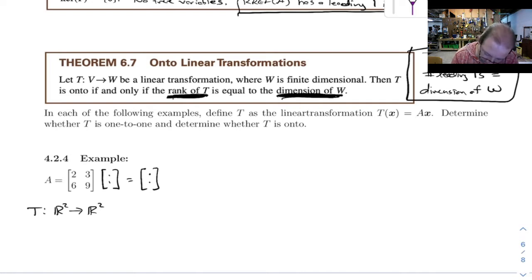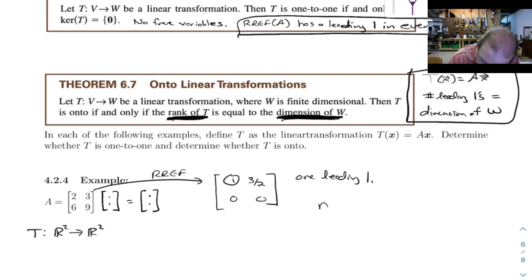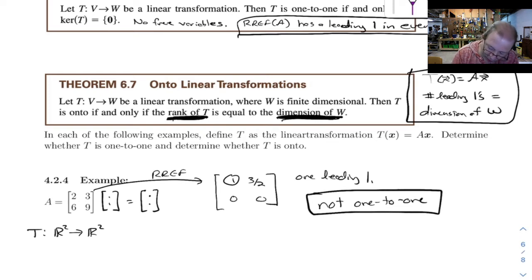But if you take the reduced row echelon form, let's see, this is going to be 1, 3/2, 0, 0. If you look at that, there's only one leading one. So we don't have a leading one in every column. So it's not one-to-one. And then the other question is, we only have one leading one, but we need two of them. So it's not onto.